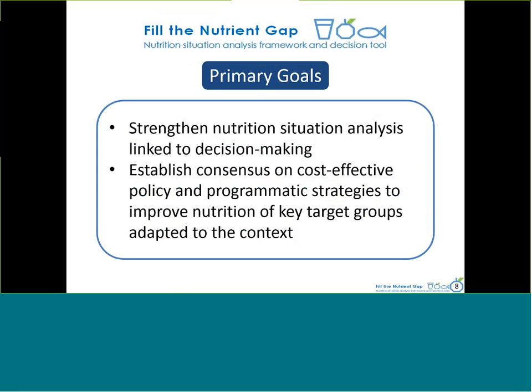It's really to strengthen the nutrition analysis in such a way that it links to decision making, and it links to decision making in a multi-sectoral setting. So we really want to have this situation analysis lead to an understanding and a shared consensus on what are cost-effective policy and programmatic strategies in order to improve nutrition of key target groups in the particular context. And as we show you the examples, we'll share how we actually go about it.